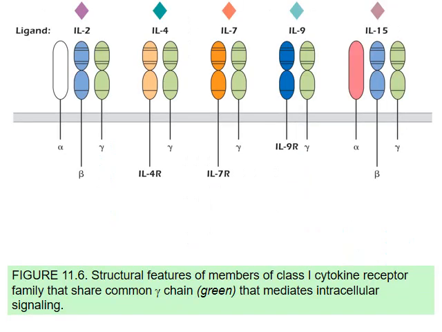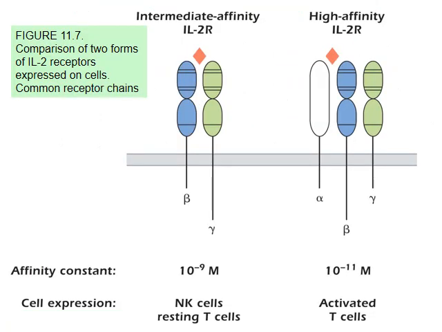If you want to go into a little more detail, you will see the structural features of class 1, for example, cytokine receptors, that share a gamma chain that mediates intracellular signaling. You will see that they all are different cytokines. On the top you see IL-2, IL-4, IL-7, and they have these different ligands that need to be attached. You will see some similarities and some dissimilarities. I just talked about cysteine residues. That's where we have to target the drugs that we have.